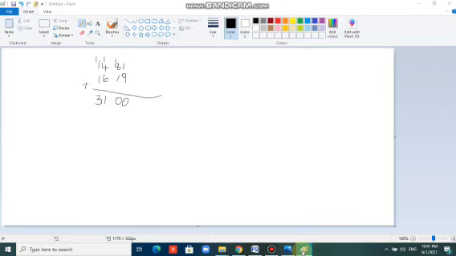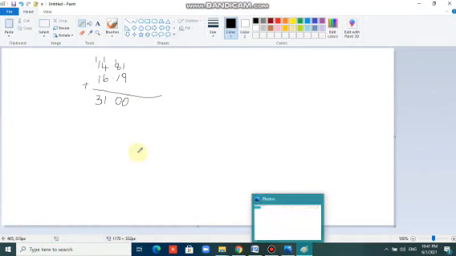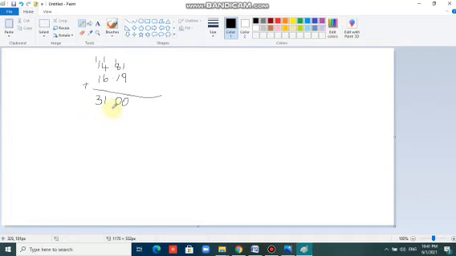it says here that I must minus it by 8 cents. 8 cents. Not $8, but 8 cents. So if I'm going to minus it by 8 cents, it has to be right here because it's 8 cents. Alright? So the 8 would come right here.